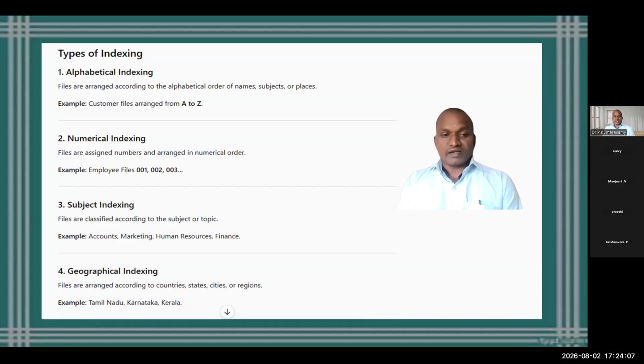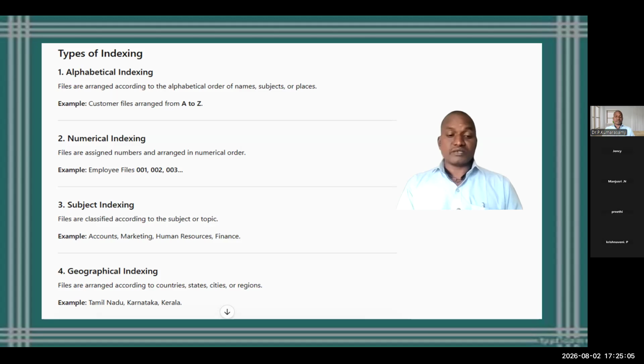Types of indexing. One, as I already said, is based on alphabetical order, where the files are labeled. So customer files are arranged from A to Z, you know that. Otherwise, in a numerical way, employee files: employee ID is given. The ID number may be in digits, 001 for employee one, another employee next, not based on their name, based on the digit. So numerical indexing. Then subject indexing: accounts files, marketing files, marketing one, marketing two, marketing three. There are 5 files, marketing one, marketing two, marketing three, like HR files, 5 files, HR1, HR2, HR3. So the files are indexed based on subject.